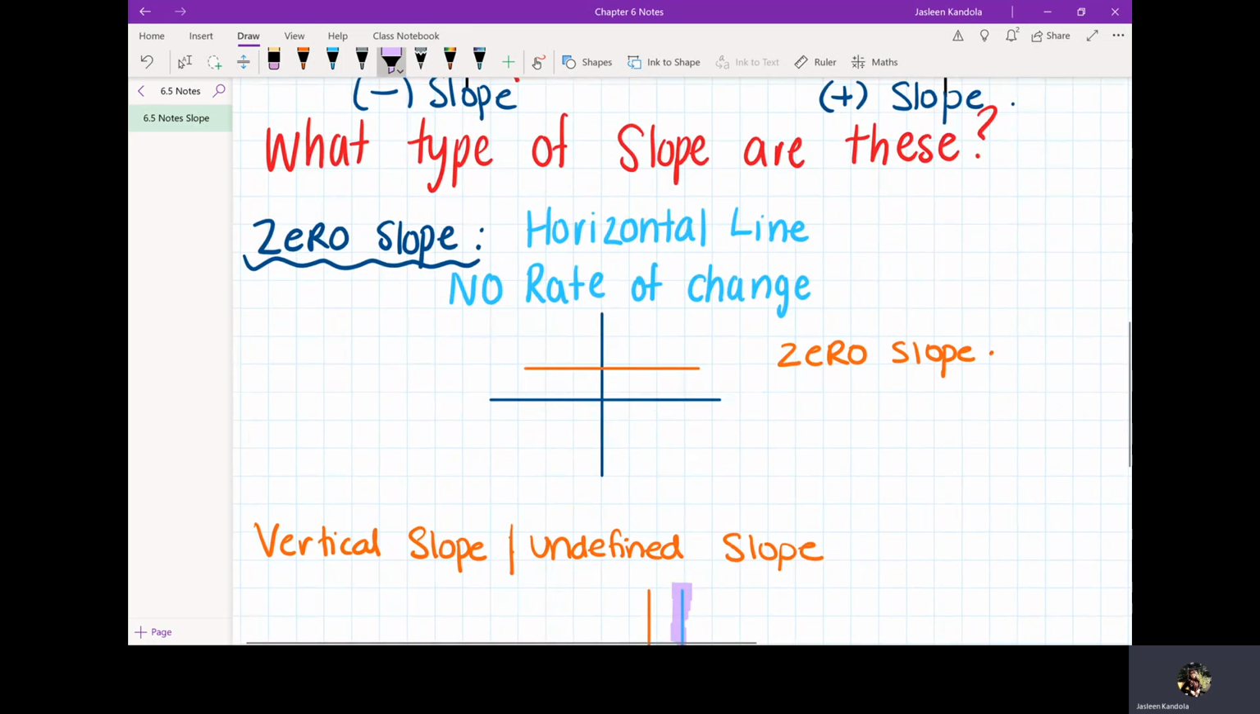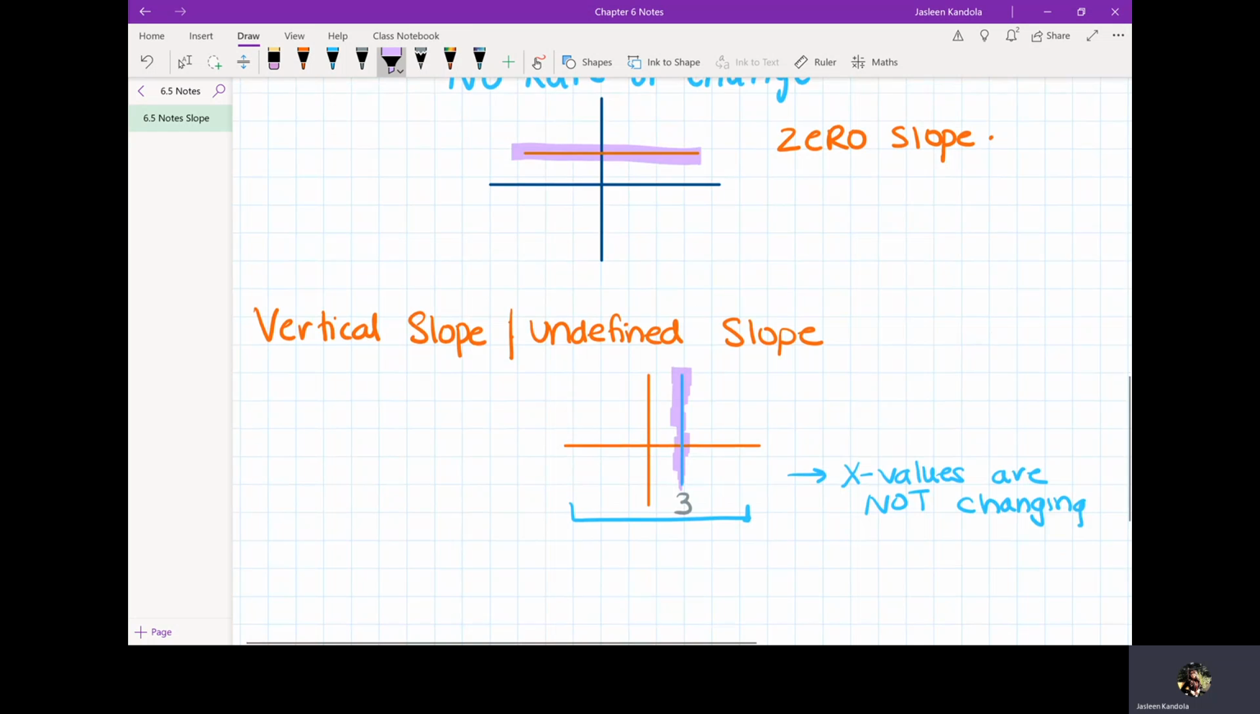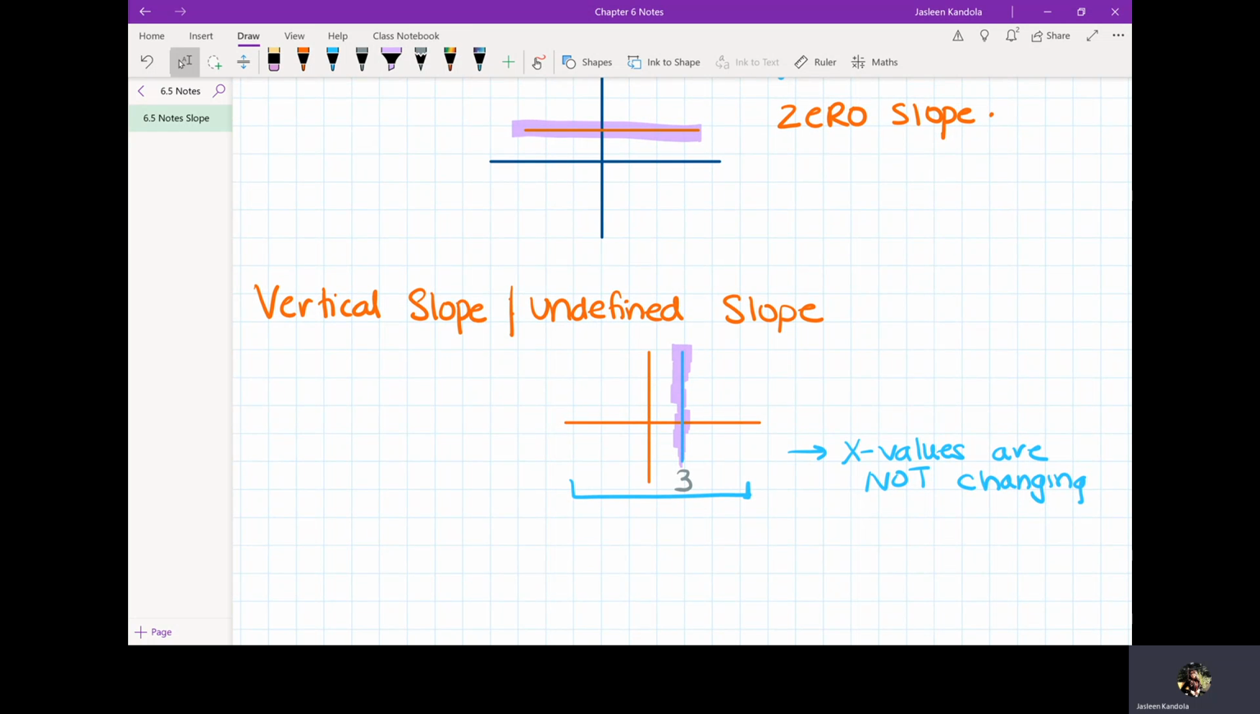The third type of slope is zero, when you have a flat horizontal line like that. That means our y value is staying as is. It's never changing, but our x values are changing. And lastly, we have the undefined slope, and this is when our x value does not change, but our y values continuously change.